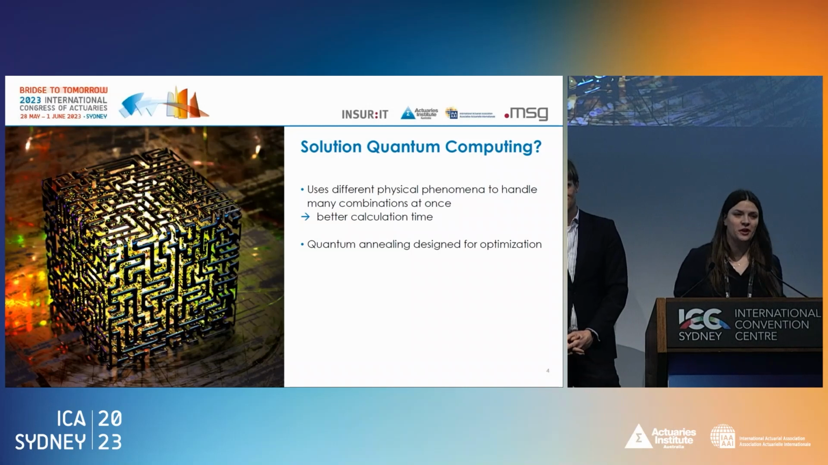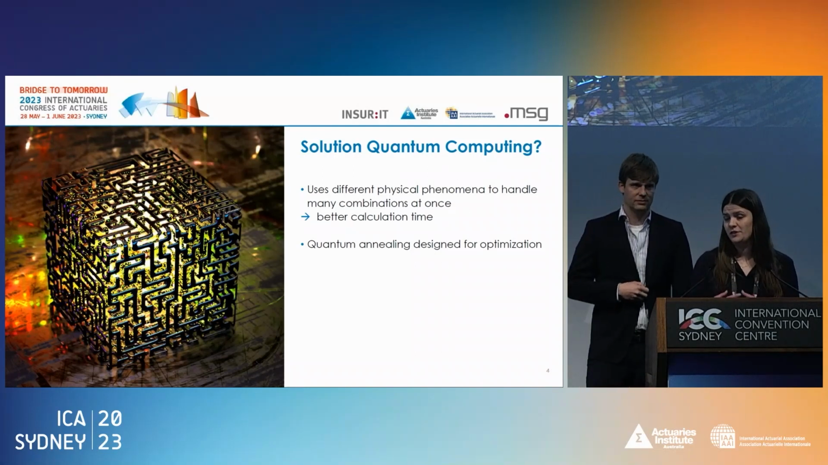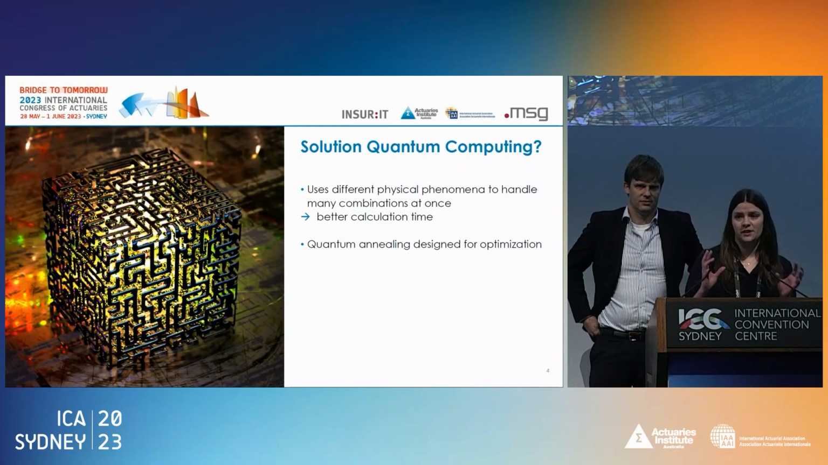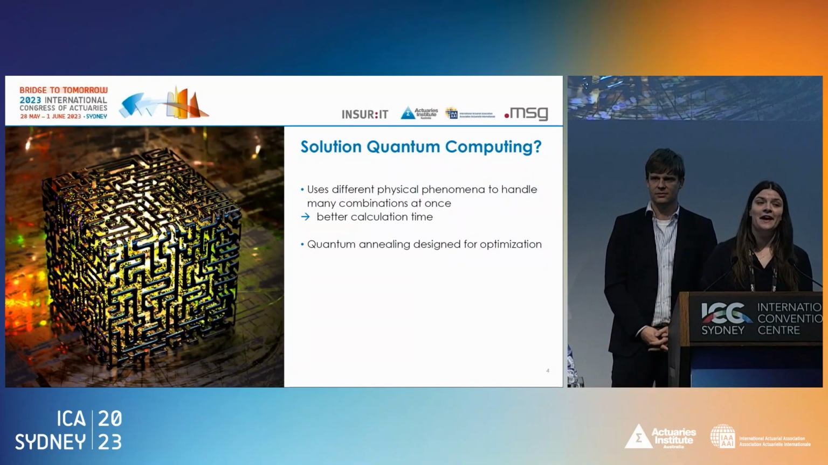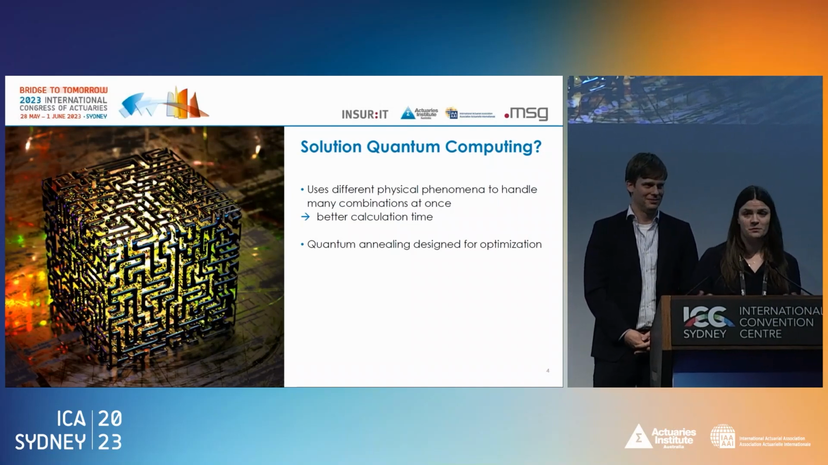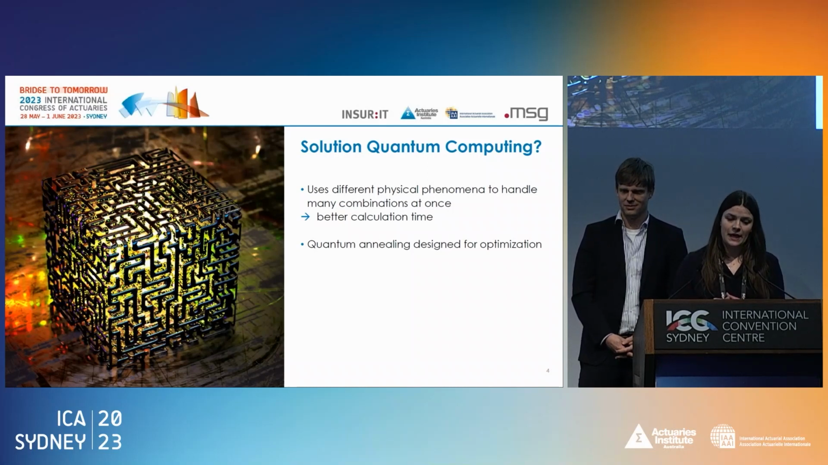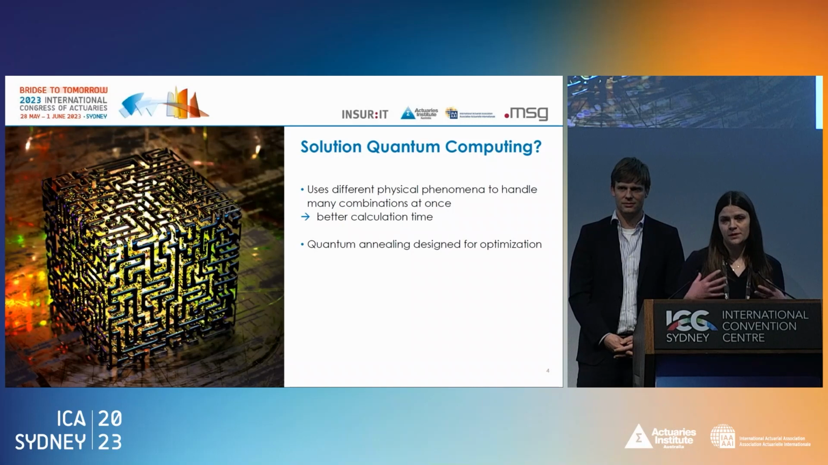And that is where quantum computing comes into play. The term quantum computing describes a recent calculation method where computers exploit various physical phenomena. Diving deeper into quantum computing would go beyond the scope of this presentation, but what is important, greatly simplified, is that the use of these physical phenomena makes it possible for quantum computers to handle many combinations at once, which leads to better calculation time.